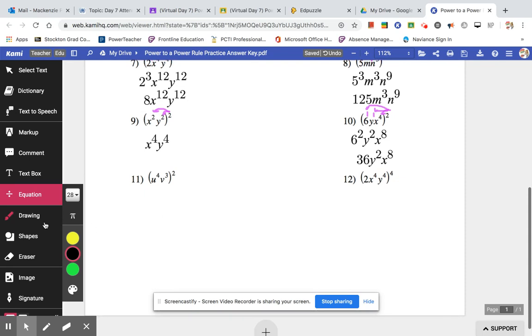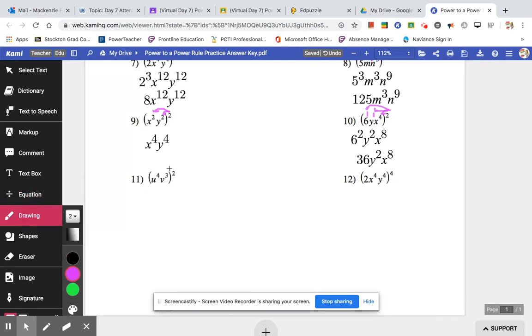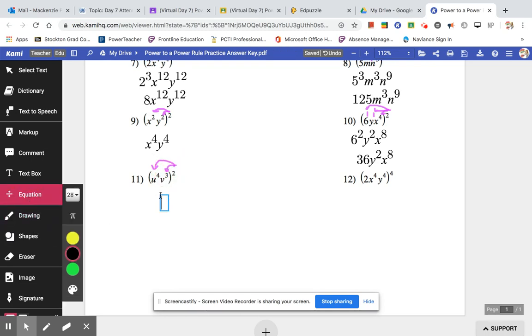All right, 11, a lot like the one above it. No need to put any ones because both of those have an exponent and there's no coefficient. So all I'm doing is keeping my base, u. 4 times 2 is 8. V. 3 times 2 is 6. And again, nothing I could do to simplify, so it's a nice one.